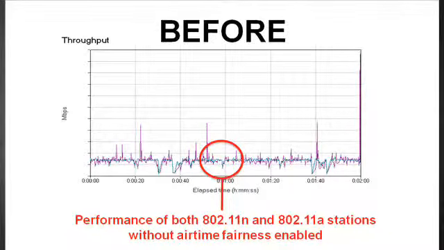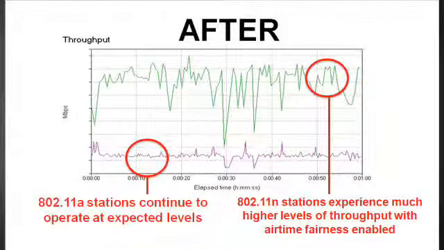The before slide shows the throughput of two stations before airtime fairness was enabled. As you can see, both of the stations are getting approximately equal throughput. This is because the scheduler is round-robining between them, and the slower station is dragging down the performance of everyone. The after slide shows the results once airtime fairness is enabled. And here you see that the station that's 11N and capable of doing a lot higher throughput is actually able to achieve that. And so overall, the capacity of the LAN is increased.